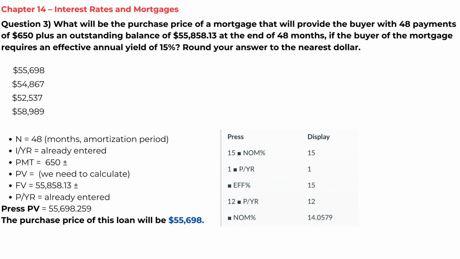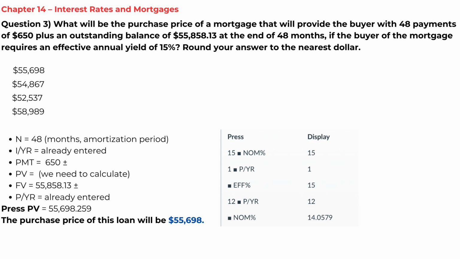Question 3. What will be the purchase price of a mortgage that will provide the buyer with 48 payments of $650 plus an outstanding balance of $55,858.13 at the end of 48 months if the buyer of the mortgage requires an effective annual yield of 15%? Round your answer to the nearest dollar.